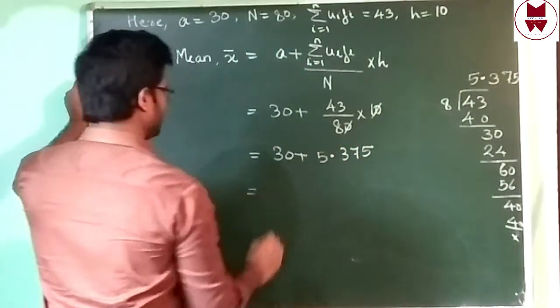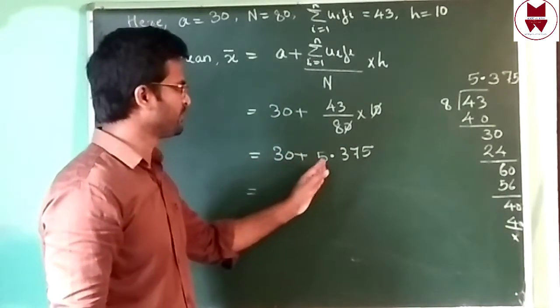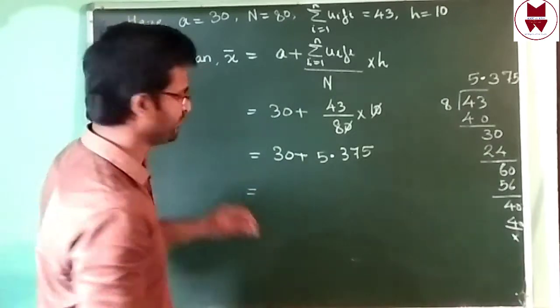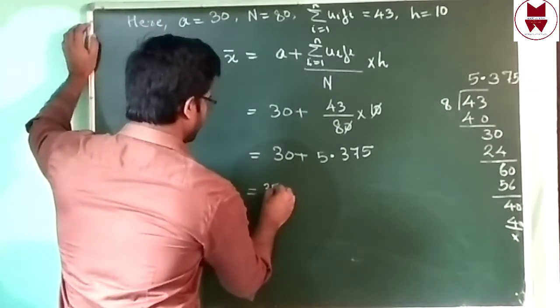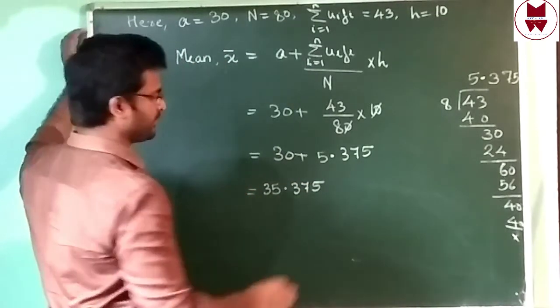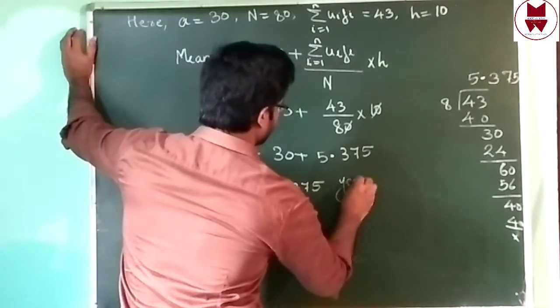5.375 equal to, we can add 30 plus 5.375. 30 plus 5, 35. 35.375. What is our unit? Unit is years.